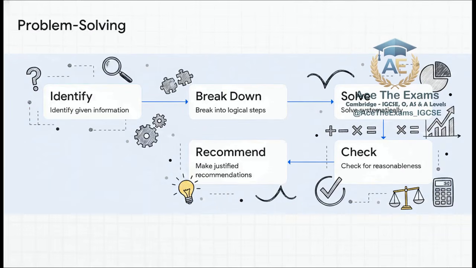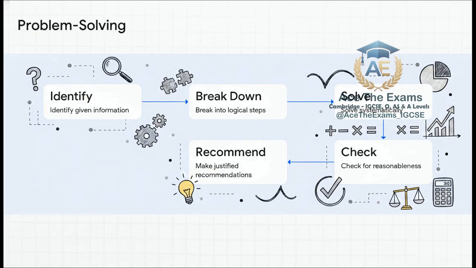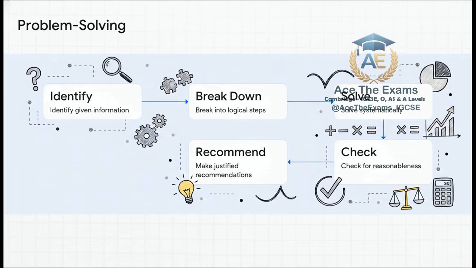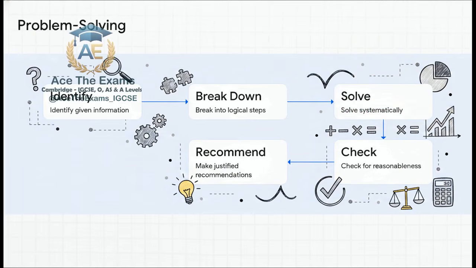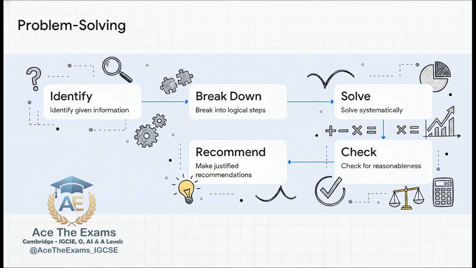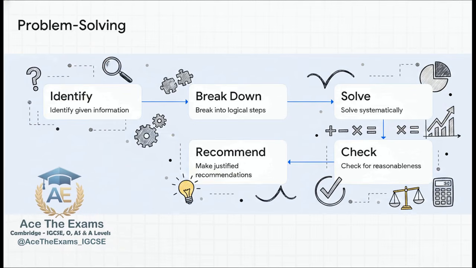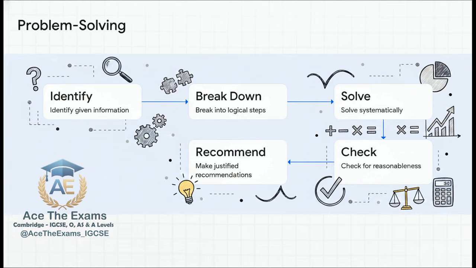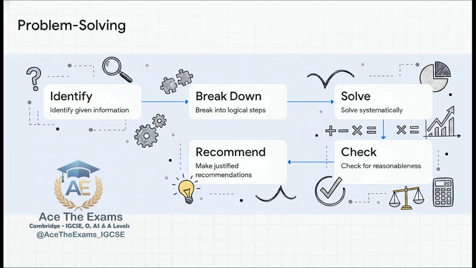To ensure you're always operating on the winning side of that comparison, you have to use this rigorous timeline. First, identify the given information. Then, break the problem down into logical steps. Solve it systematically. After that, always check for reasonableness. Think about it. If your estimated population mean is wildly, impossibly different from your sample, you've definitely calculated something wrong somewhere. And finally, make justified recommendations. This deconstruct, solve, evaluate loop is exactly how you crack literally any complex comparative analysis problem in Topic 6.4.